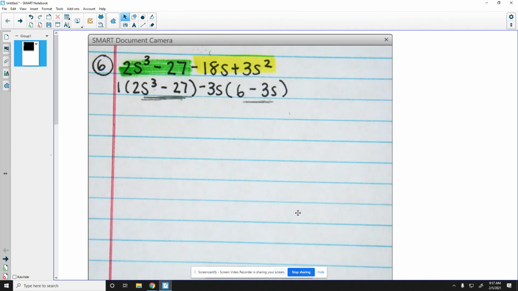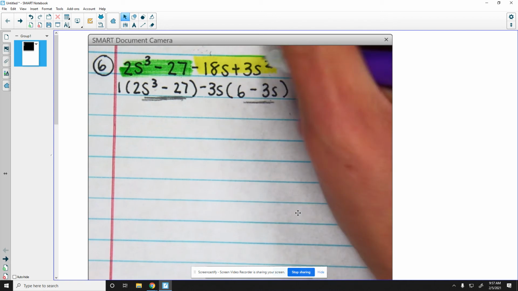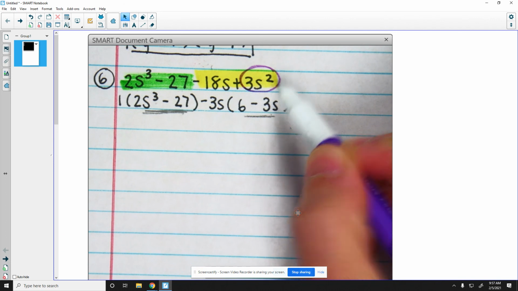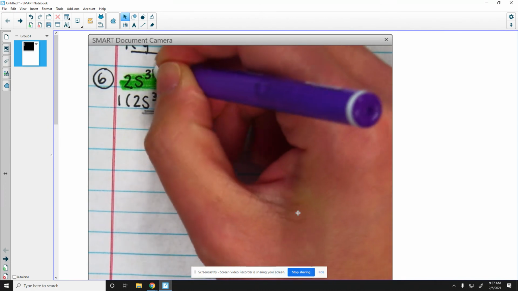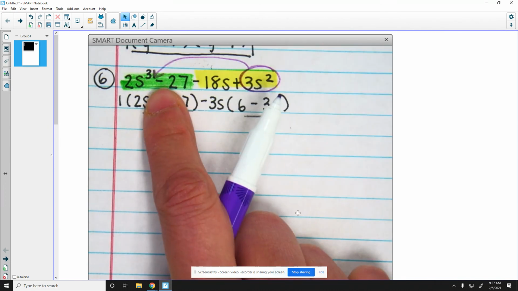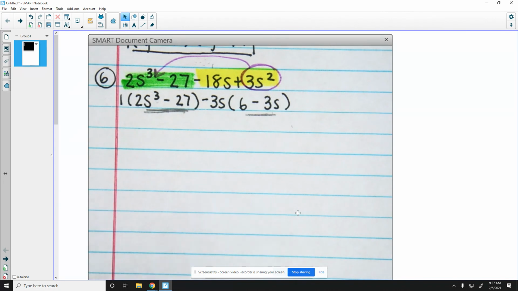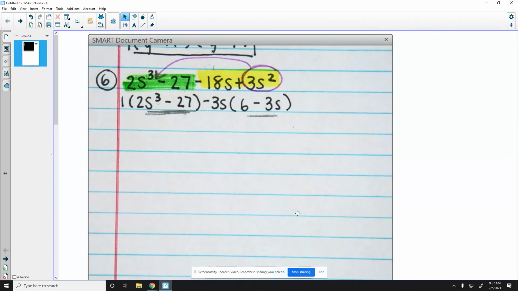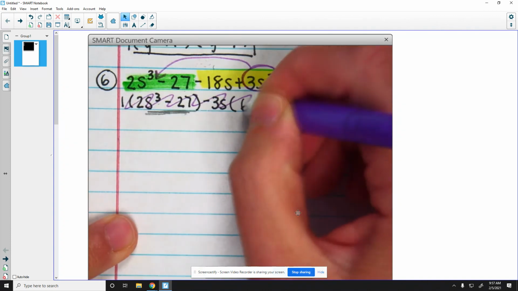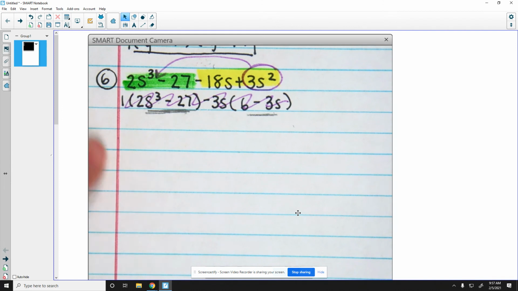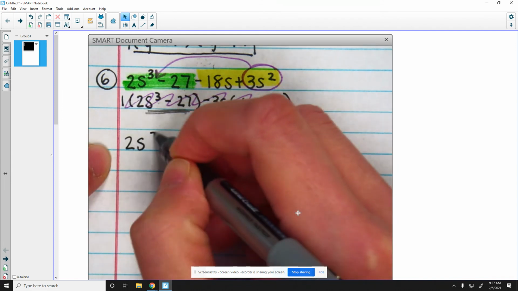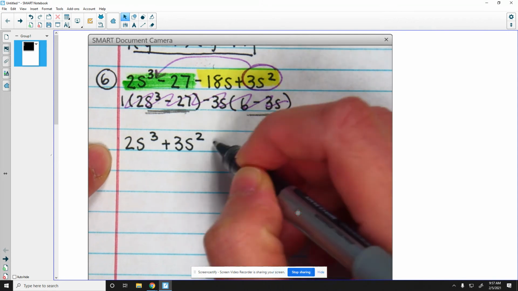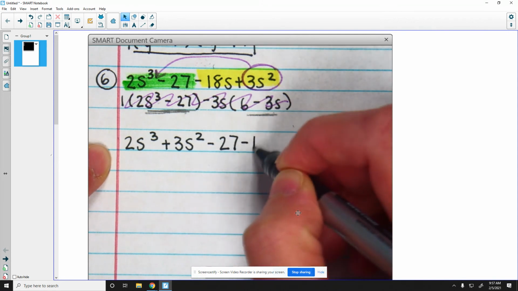So I'm just going to take a guess, take this last one because there's an S here and there's an S here, right? Maybe I'll just stick it right here instead and reorder my problem and see if I can factor it now. Maybe now after I do that, my parentheses will be the same. So I'm going to cross this out because this has nothing to do with it. Let me rewrite my problem. So I have 2s to the third plus 3s squared minus 27 minus 18s.